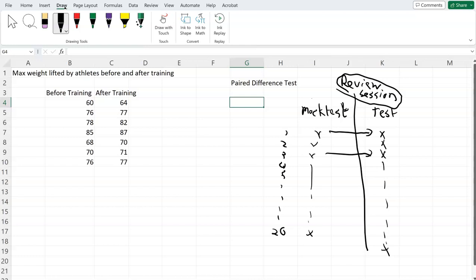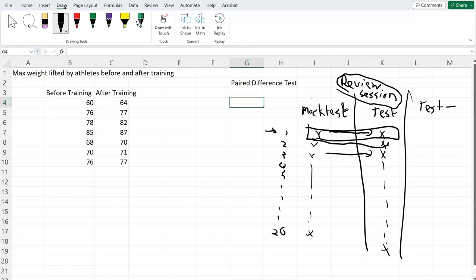That's why we call it paired, because it's each person's pair of scores that we're looking into, and it's the difference. So we're going to find the test score minus the mock test score, and then see if there is a statistical improvement or no improvement between the mock test and the actual test. Did the review session actually help improve the test scores of these 20 students? Let's look at an example and see how to calculate it.